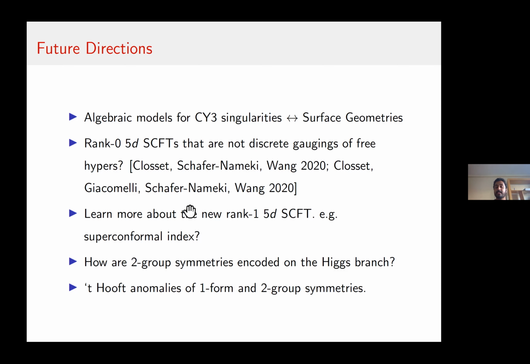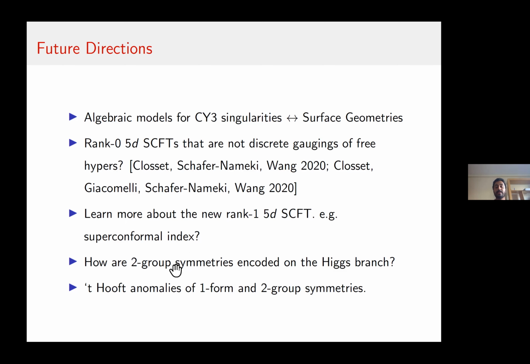Okay. Another interesting direction is to understand this new rank 1 5D SCFT I talked about, and learn more about it. For example, how to compute a superconformal index, and to understand in the M theory construction what is the non-geometric ingredient that is involved.